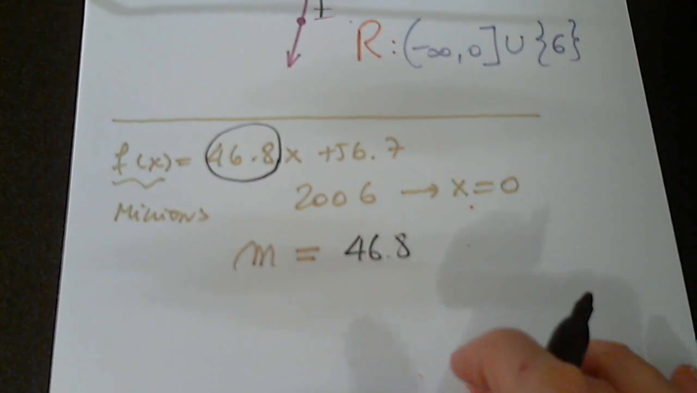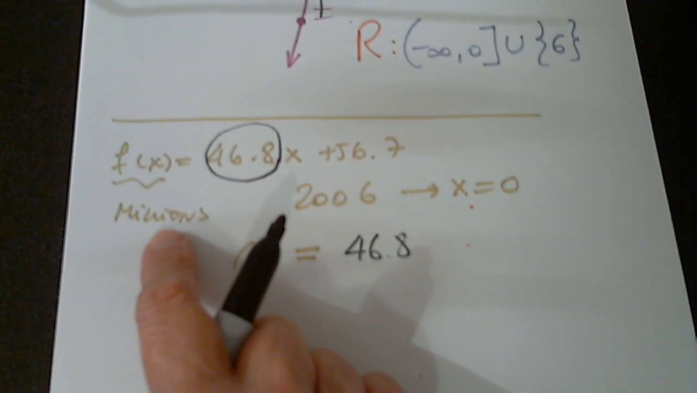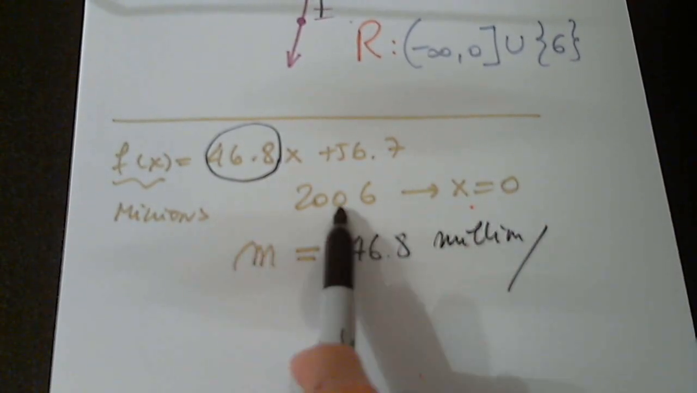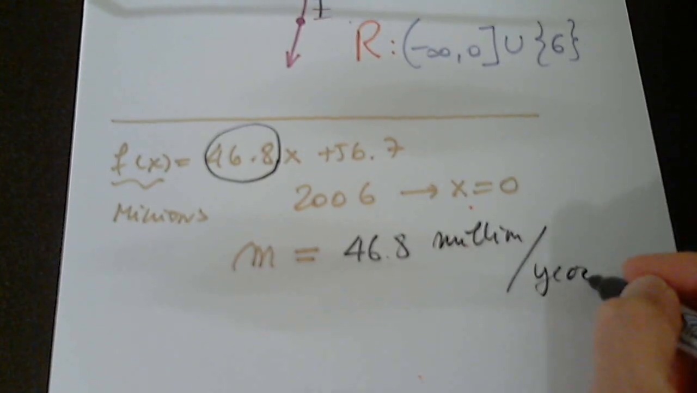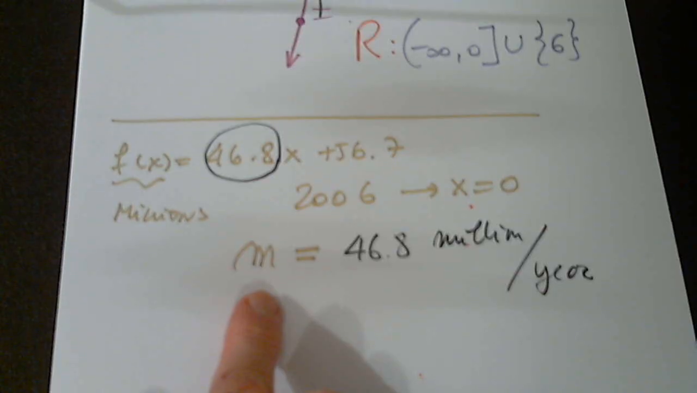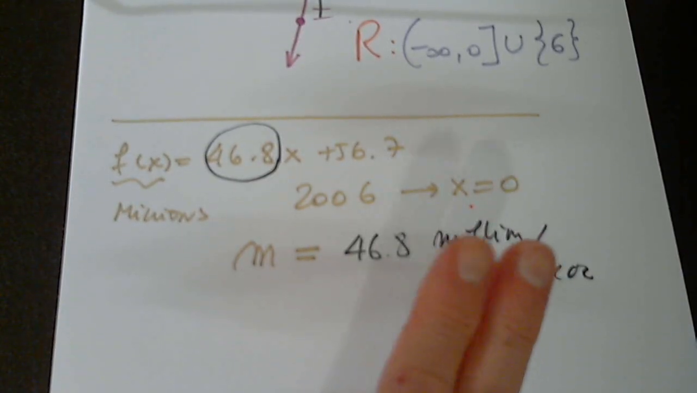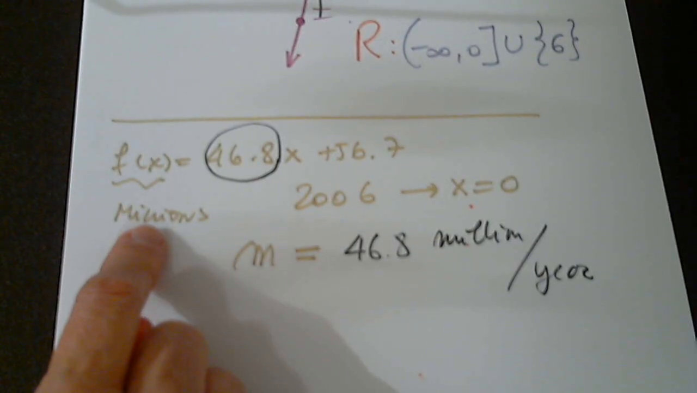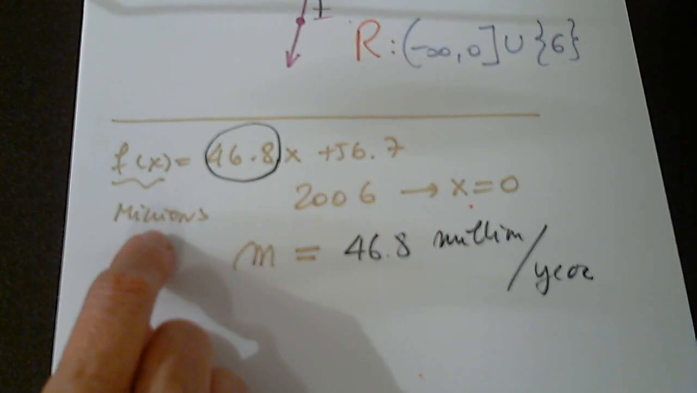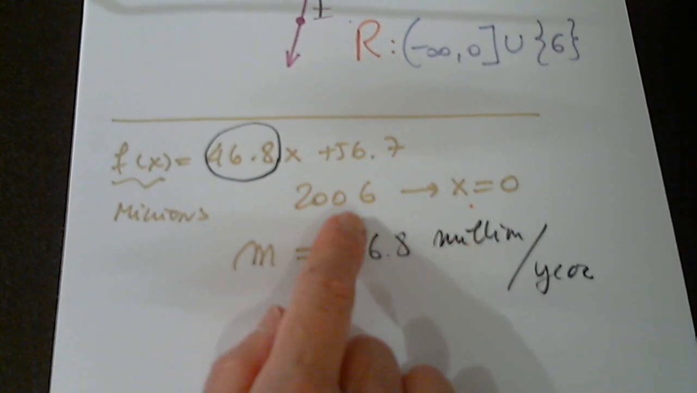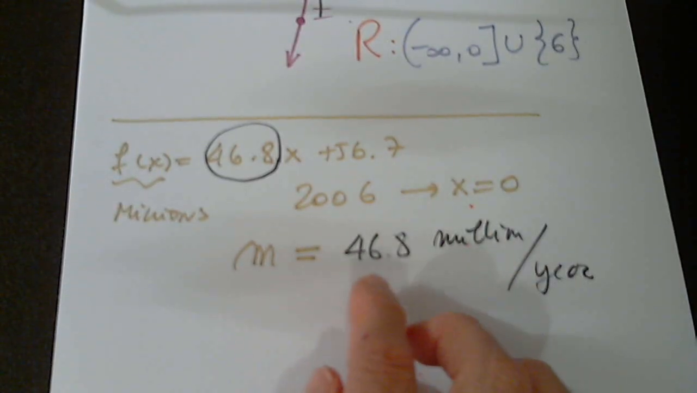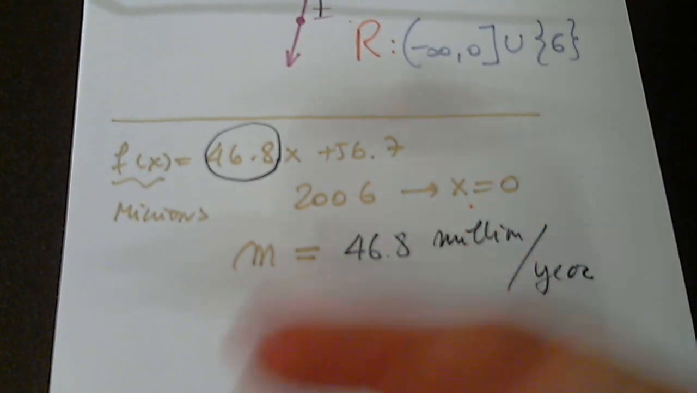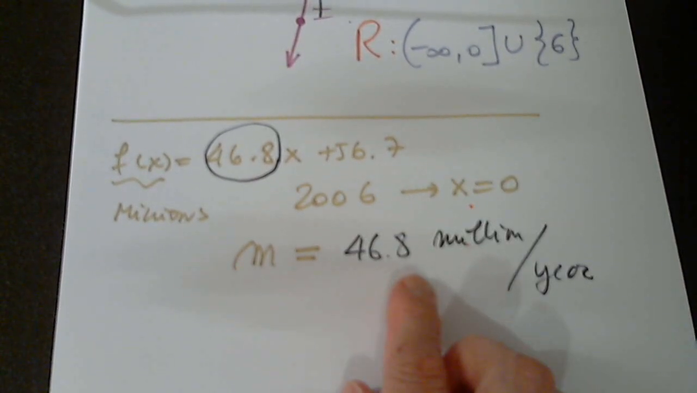So remember, it's rise over run. Y values are mentioned in millions, per the x value, which is year. So this is like a rate of change. It has two measurement units. Rise over run: rise is the y value, measured in millions, and x is measured in years. So this is positive 46.8 million per year, which means it increases every year by 46.8 million.